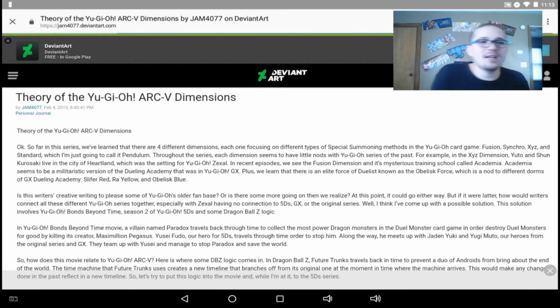Well, anyway, this theory states that the four different dimensions, the fusion, synchro, Xyz, and standard or pendulum dimension, were created through the events of Yu-Gi-Oh! 5Ds and the Bonds Beyond Time movie, all which take place from our perspective during the 5Ds era. Now, in 5Ds, we have the three Emperors of Iliaster, we have Z1, and we have Aporia, who all travel back in time trying to destroy the Synchro monsters, which they believe are the cause of an apocalyptic event that pretty much brings about the end of the world. Well, they do this a number of different ways.